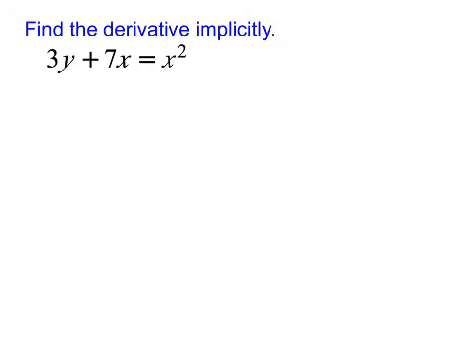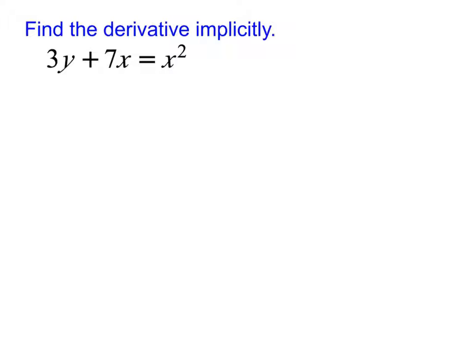So to continue getting used to and comfortable with these types of problems, we're going to find this derivative implicitly. And again, implicitly means you don't need to try to solve this to be y equals first. Instead, I'm just going to take the derivative of the whole left side and the whole right side as they stand. Which means the first derivative I need to take is the 3y.